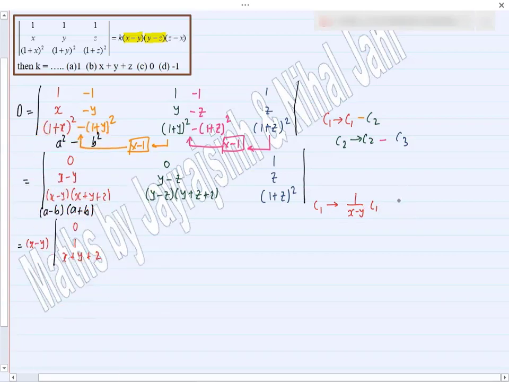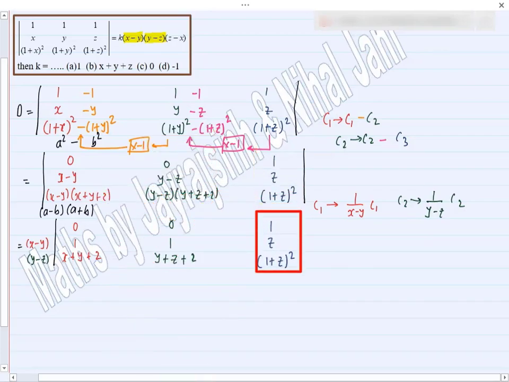Similarly, we divide the second column by y minus z, so we have to multiply the factor y minus z with the determinant. The second column will be 0, 1 and y plus z plus 2. The third column will remain as it is in this step.